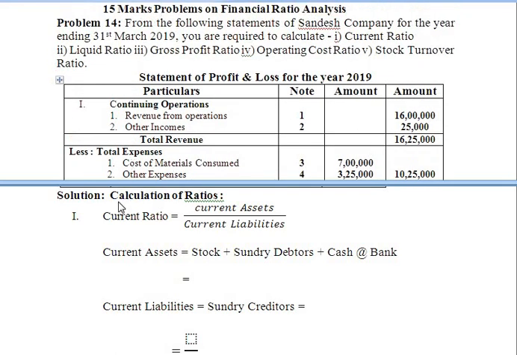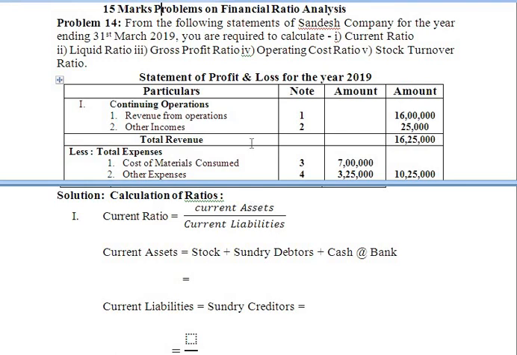So now after this, write in the next line: solution, calculation of ratios. First one is current ratio. What is the formula of current ratio? Current ratio is equal to current assets divided by current liabilities.